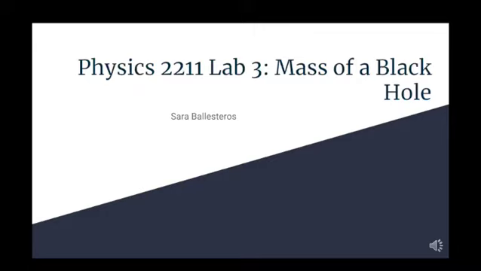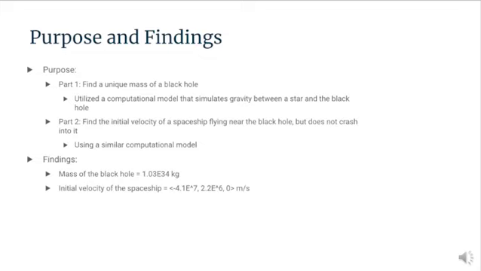This is my Physics 2211 Lab 3, the mass of a black hole. So the goals for this lab for part 1 was to find a unique mass of a black hole using a computational model that simulates gravity between the star and a black hole. Then for part 2, we were going to find the initial velocity of a spaceship flying near the black hole that goes very close but does not crash into it, using a similar computational model from the first part.